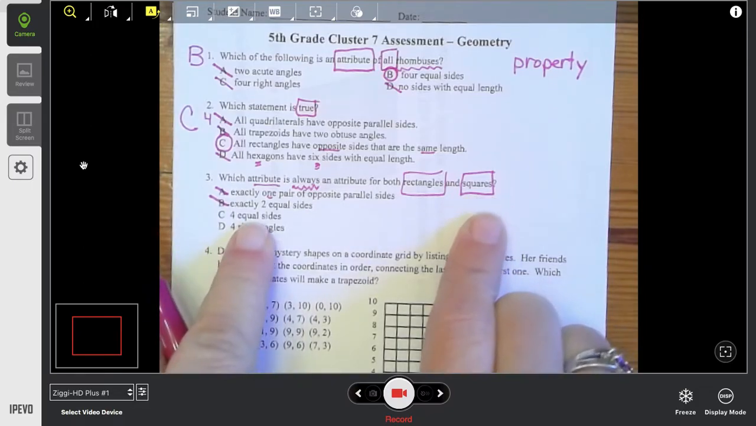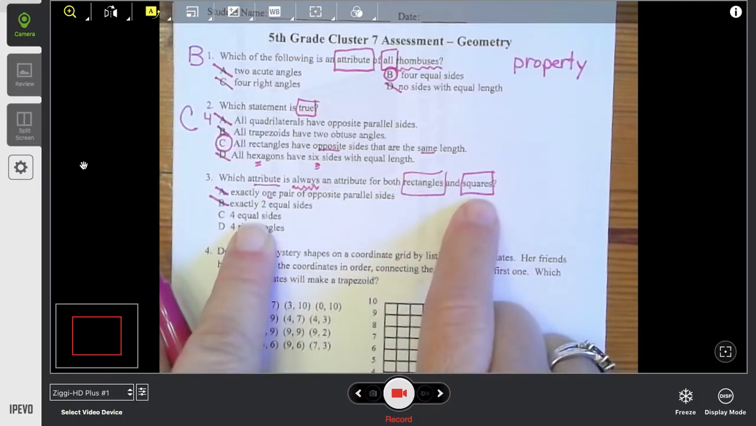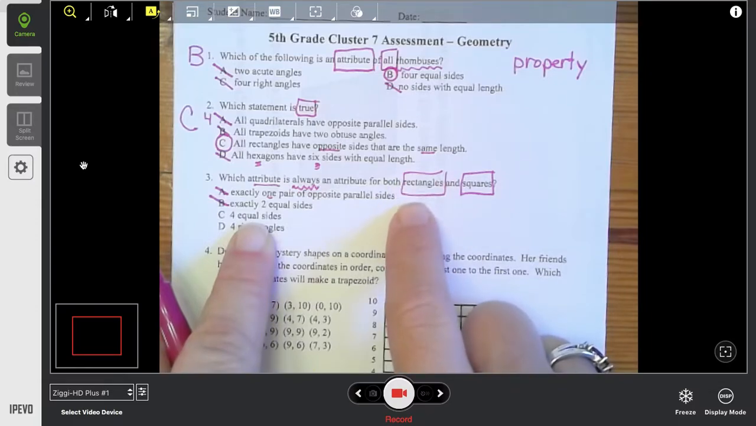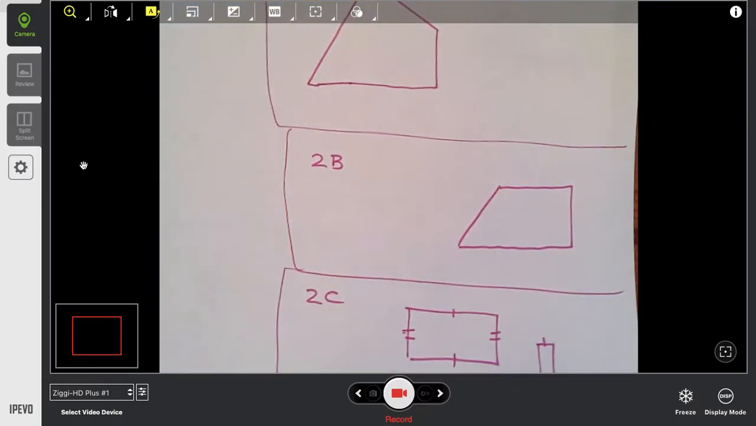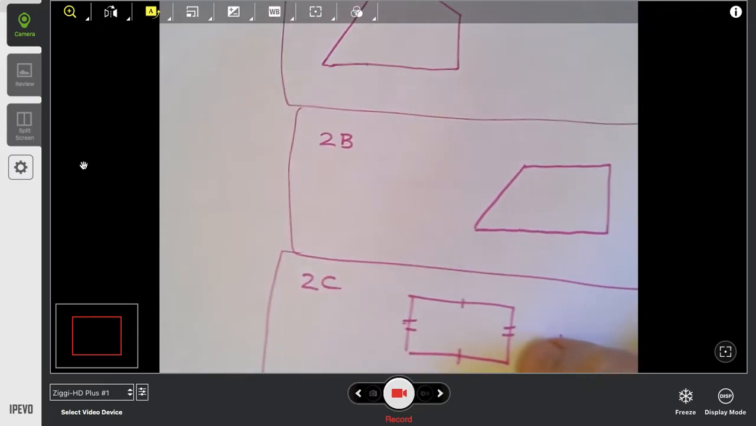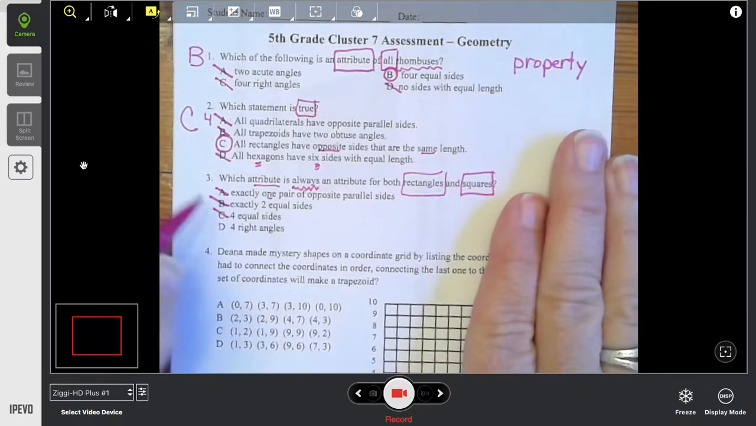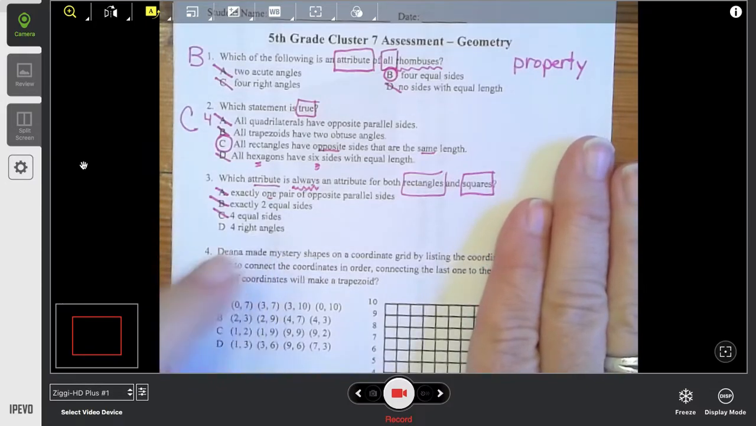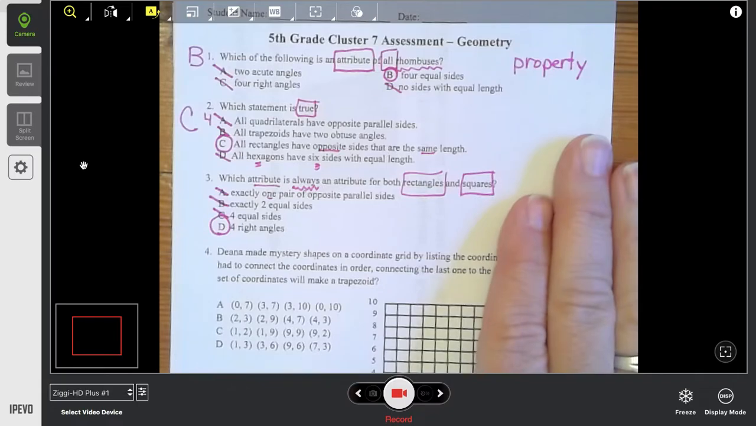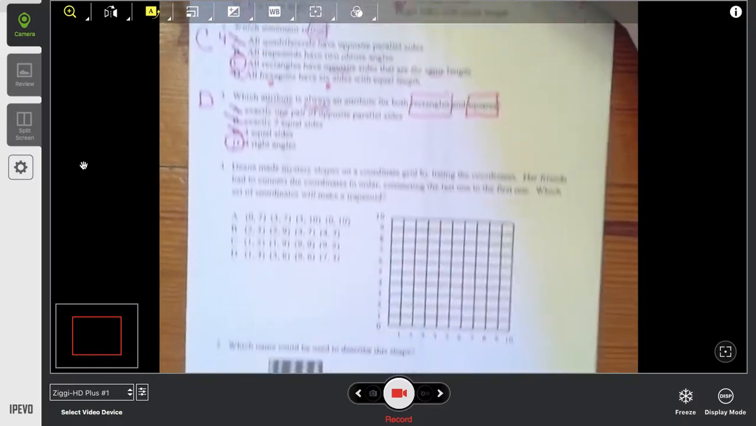It has to have 4 equal sides. That's true for a square, but not true for a rectangle. As you could see when I drew my rectangles before, it has opposite equal sides, but they're not all the same. So that leaves us D, 4 right angles. Yes, all squares and rectangles must have 4 right angles. D. Okay. All right, let's look at number 4.